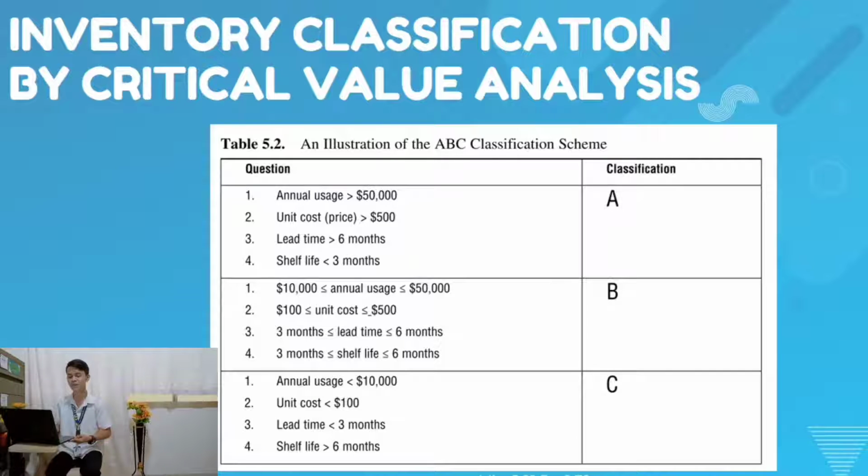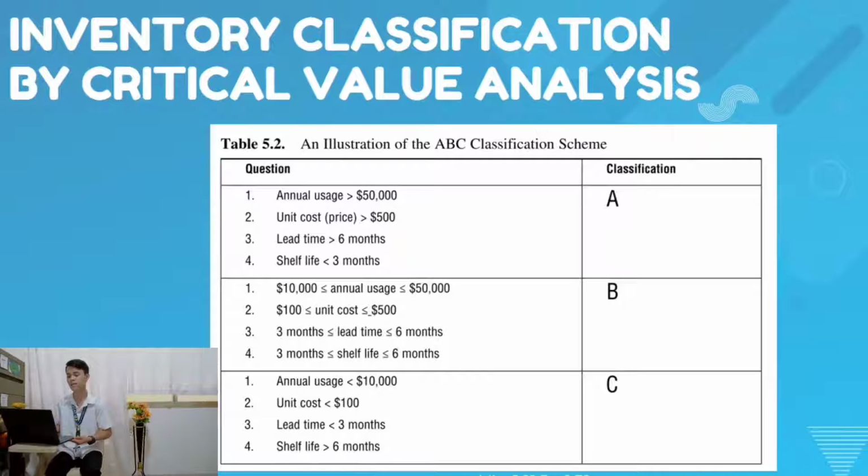Next is $10,000 less than or equal to the annual usage and less than or equal to $50,000. $100 is less than or equal to the unit cost and less than or equal to $500. And 3 months less than or equal to the lead time and less than or equal to 6 months. 3 months is less than or equal to its shelf life and less than or equal to 6 months, and they are classified as B.